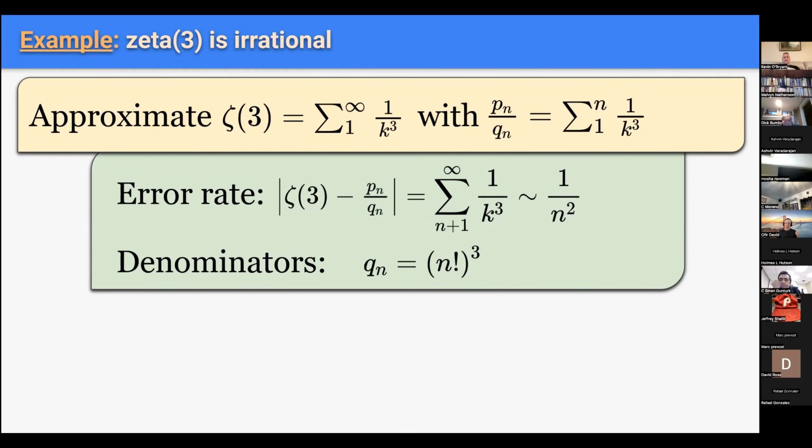Now, if you take the denominators and you multiply by the error rate, it of course goes to infinity. So in this sense, this is a very, very bad rational approximation. Right? It's not finite, and certainly it doesn't go to 0.